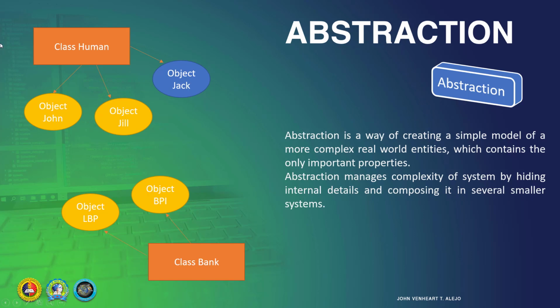As you can see on the diagram, we have a class Human. A class Human can create three objects or more. We have object John, object Jill, and object Jack. So those are the objects that can be created from the Human class. These three objects are not connected to each other, like what we have on our Facebook accounts. We have accounts there, but we are not connected to each other. My account is never your account. Like that one, that is what we call abstraction.